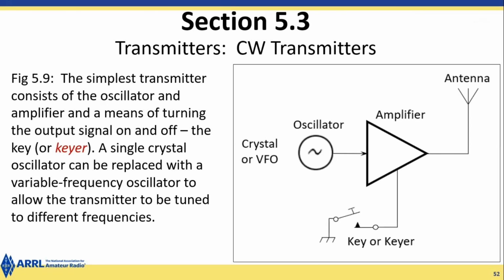The simplest transmitter consists of an oscillator, an amplifier, and a means of turning the signal on and off, or the key or keyer. A single crystal oscillator can be replaced with a variable frequency oscillator to allow the transmitter to be tuned to different frequencies. So here's your basic building block. I've got an oscillator, amplifier, an on-off switch, and an antenna.